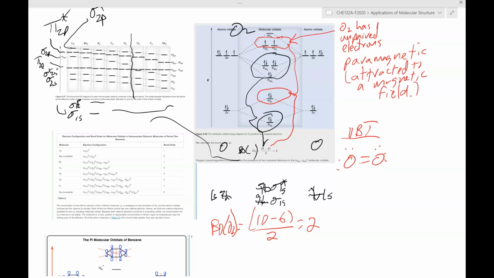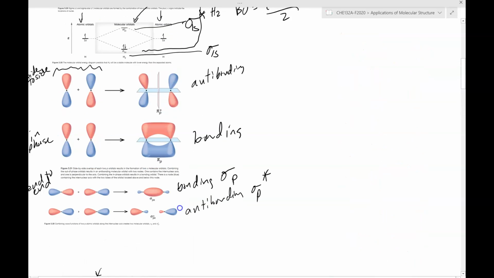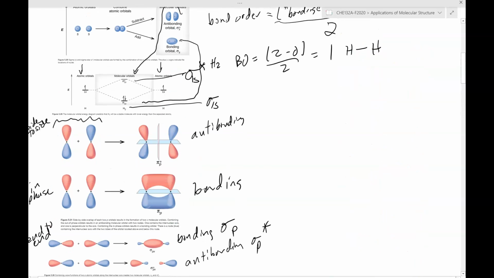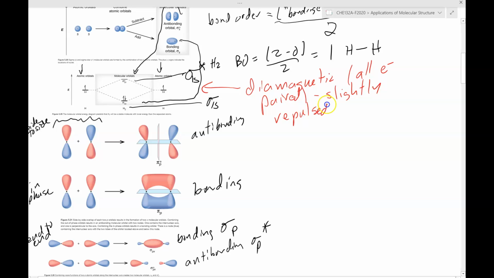The opposite of paramagnetic, hydrogen up here, which has all paired electrons, is diamagnetic, which means all electrons are paired. And that means that you're very slightly repulsed by a magnetic field.